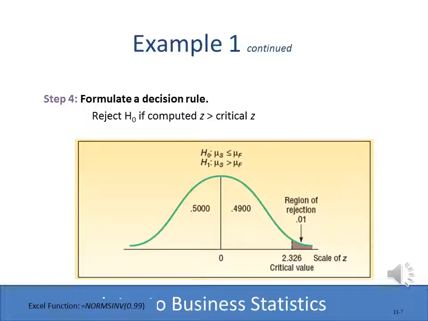Step 4 is to formulate the decision rule, and that essentially means we're going to look up the critical value, the value that we're going to compare what we compute to. Now, this is a one-tailed test because we're only looking in the one direction because we're trying to prove that it takes longer or greater than. And the significance level is 0.01. So if we were to look that up in the z-table, we would end up with a critical z-value of 2.326. That's what we're going to compare the z-value that we're about to compute to.